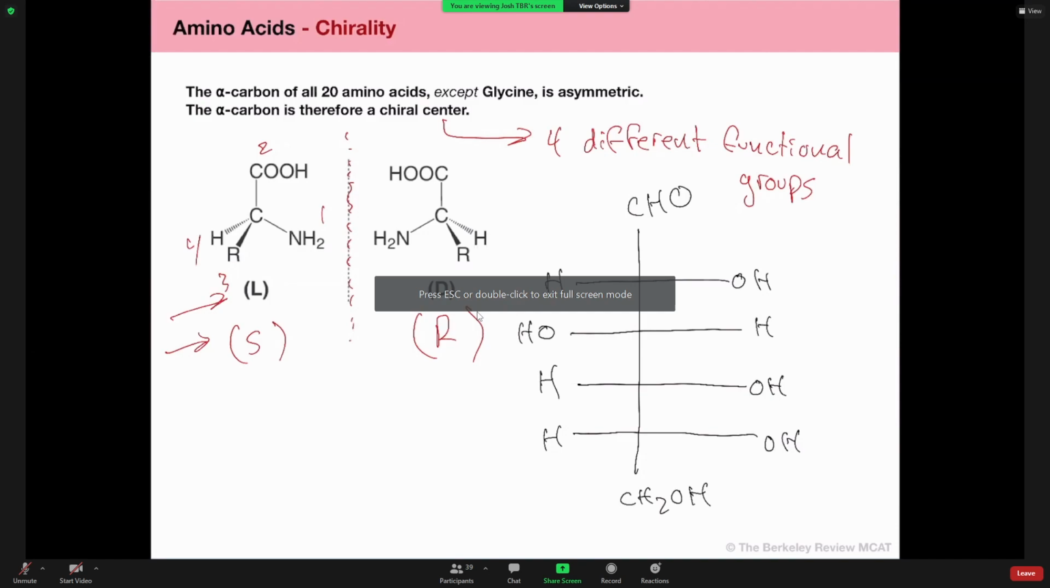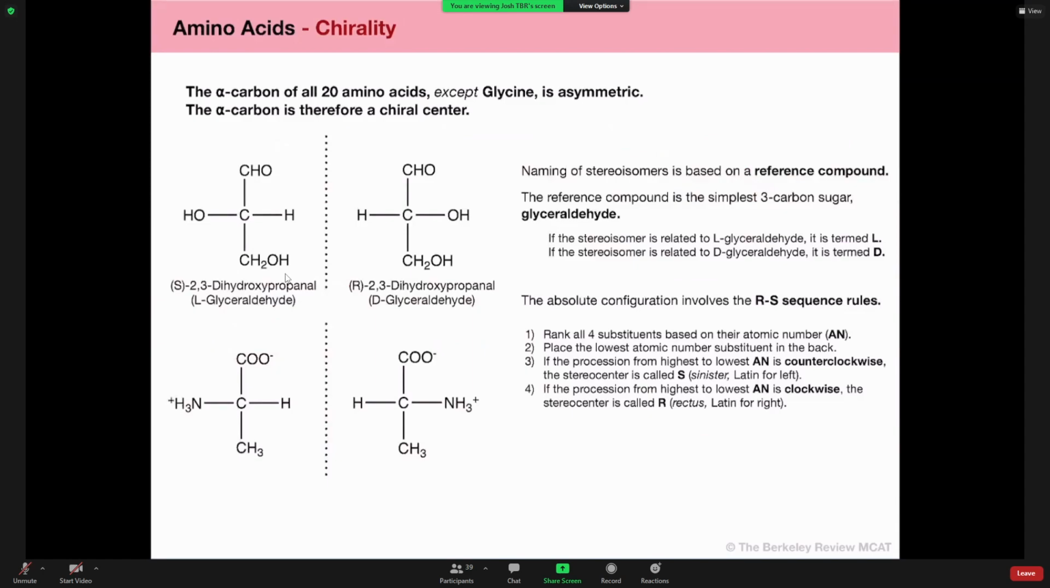So they created something called the reference naming system, which is when you see L and D. And it's in reference to the simplest 3-carbon sugar, which is glyceraldehyde. Okay. And so when you see L or D, it's named L or D based on the reference, which is L-glyceraldehyde, which is right here. If the stereoisomer is related to L-glyceraldehyde, it's termed L. And if the stereoisomer is related to D-glyceraldehyde, it's termed D.